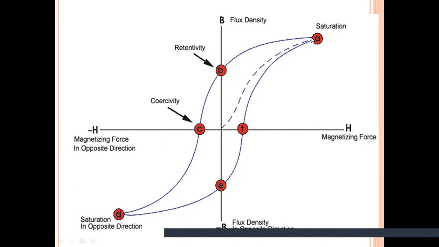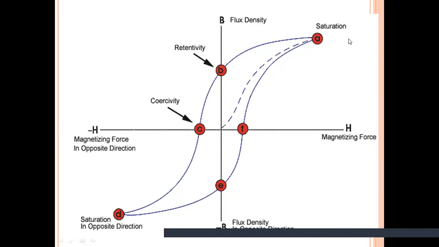Saturation point means even if we increase the magnetization force, the flux density in the material does not increase. This is saturation. Here the curve is going flat. From here, the curve starts flattening. Therefore, the magnetic flux density remains constant, and the total magnetization remains constant in the ferromagnetic material. Therefore, this point A is called the saturation point. Now, why does this happen?